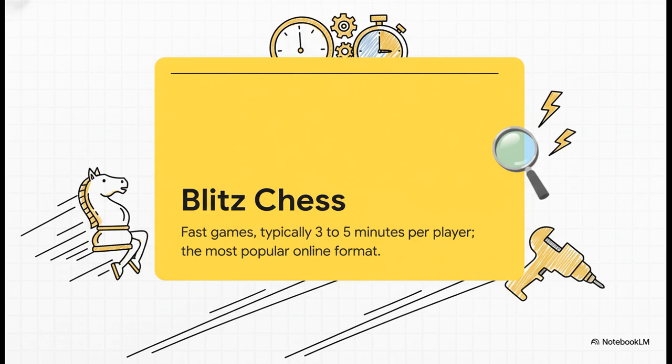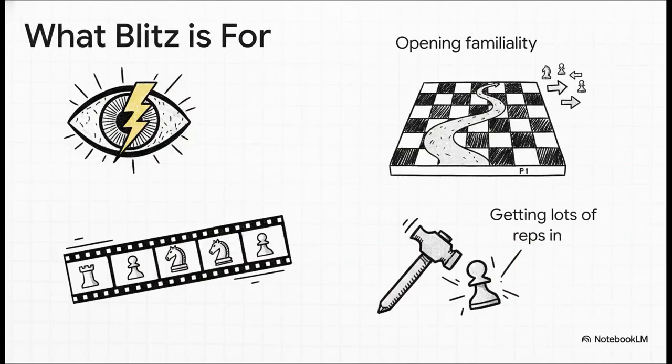We're talking 3 to 5 minutes for the whole game. It's fast, it's furious, and yeah, it is by far the most popular way people play chess online. Blitz is all about one thing: reps, repetition and pattern recognition. This is not where you go for deep learning, but it is fantastic for sharpening your tactical vision and for drilling your openings until they become absolute second nature. You'll see the same tactical ideas pop up again and again, and that really hammers them home.